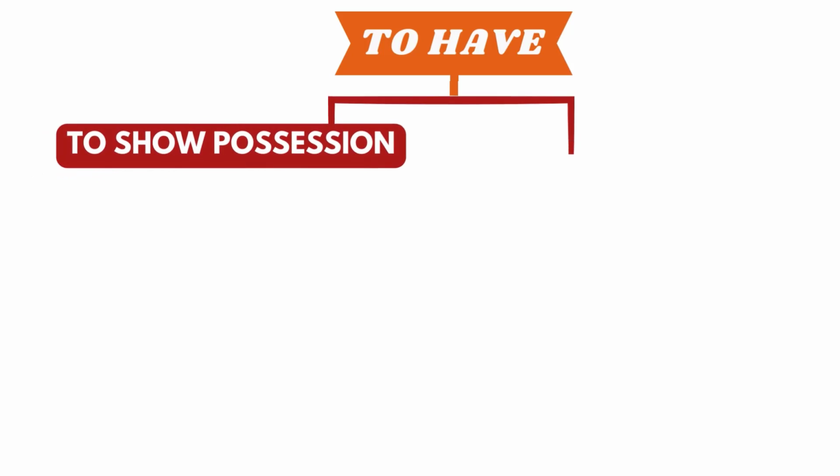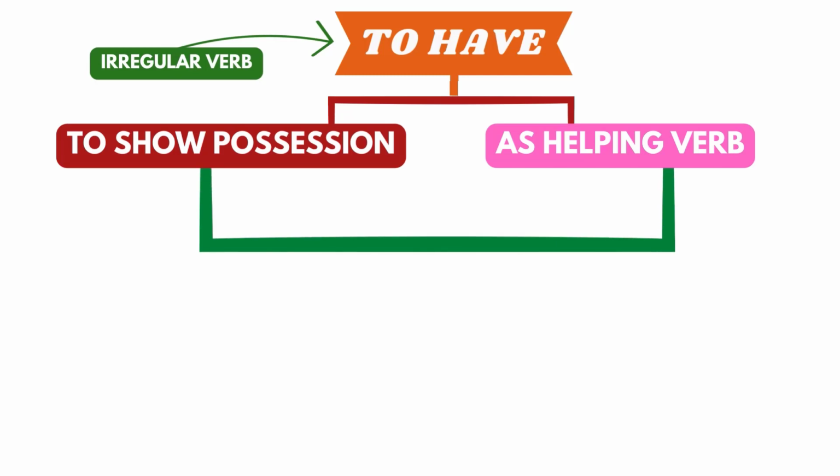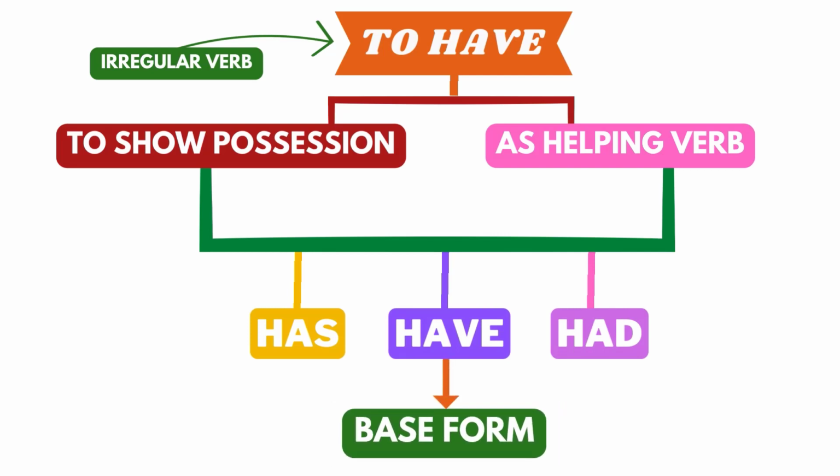To have is the second most commonly used verb. It can be used to show possession and as a helping verb. It is a type of irregular verb because it has three different forms. Has, have, had. Have is the base form of the verb.